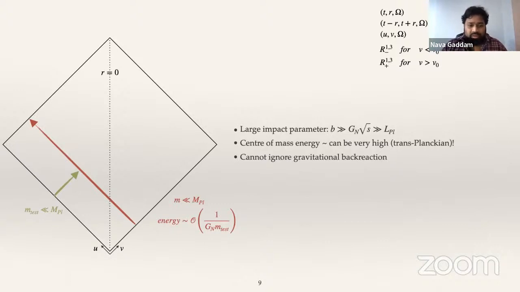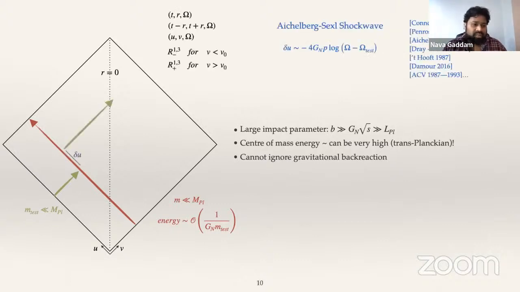So even though the impact parameter is very large, the energy associated to this collision is given by 1 over G Newton times the test mass of the particle. So if it's a very light particle, this energy can be very high, which means that you cannot ignore gravitational back reaction. And this is very well known. What happens is that the green particle just gets kicked along its longitudinal direction because of the red particle. And this kick can explicitly be calculated.